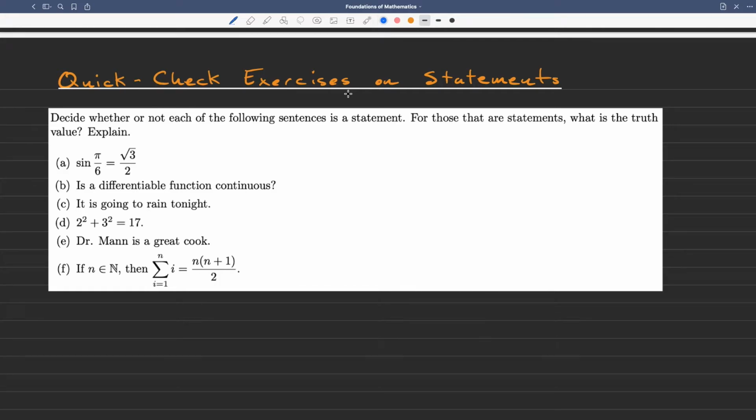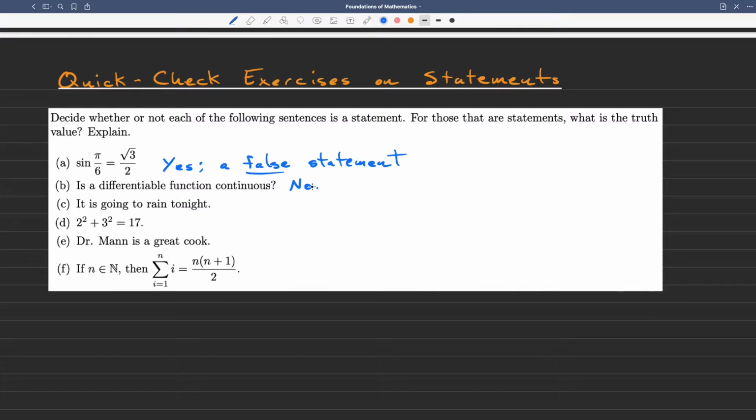Okay, welcome back. So part A, yes, it's a statement. Now, is it a true statement? No. Sine of pi over 6 is actually 1/2. So this is a statement, but it's a false statement. Part B, is a differentiable function continuous? Well, the thing is, this isn't making a statement at all. This is asking a question, and questions can't be assigned truth values. So it's just no, it's not a statement.